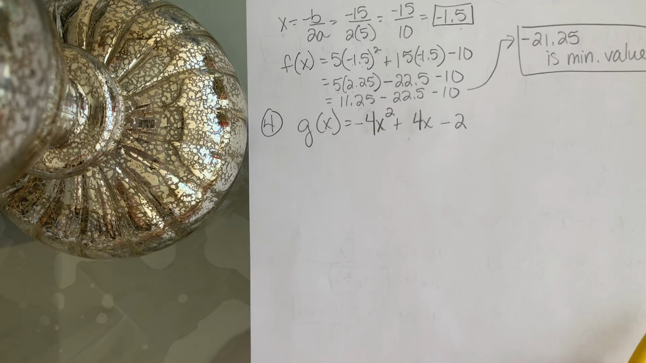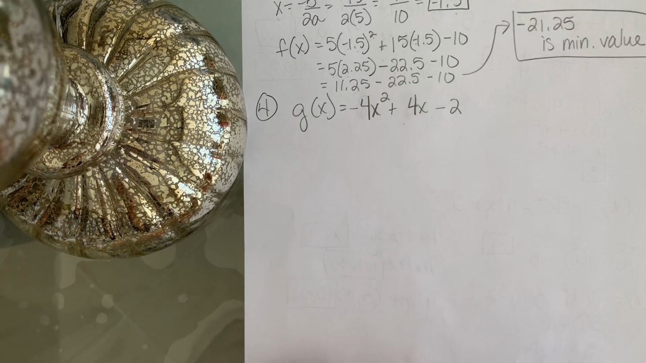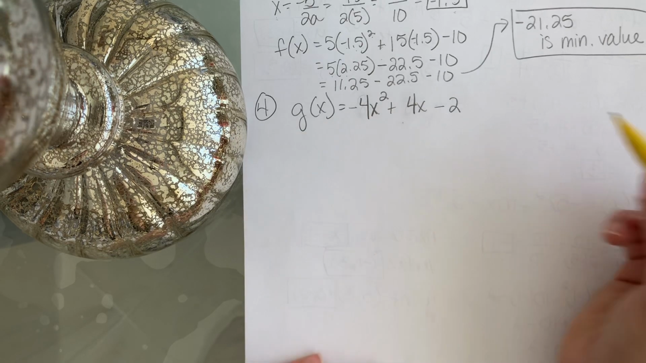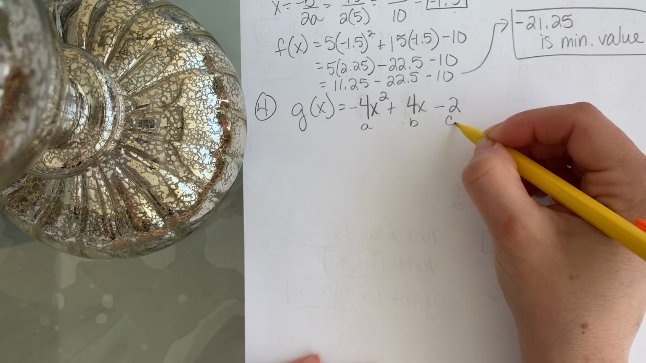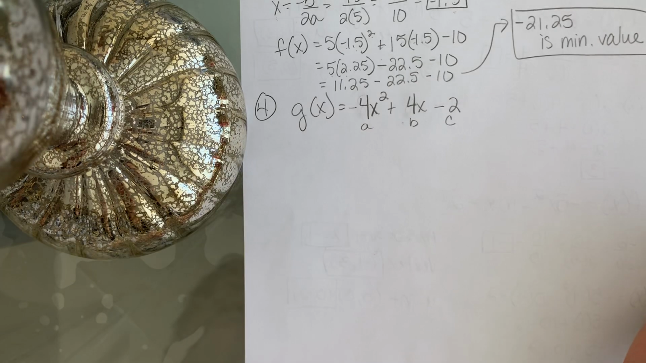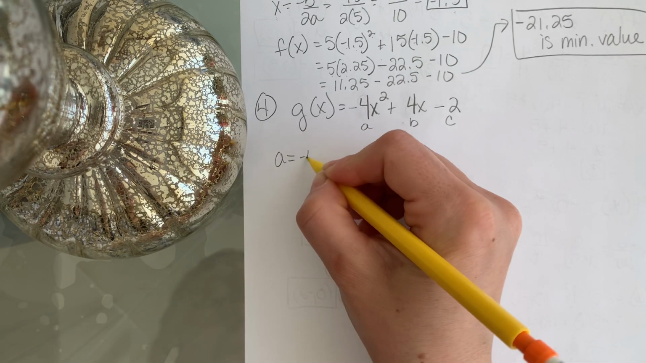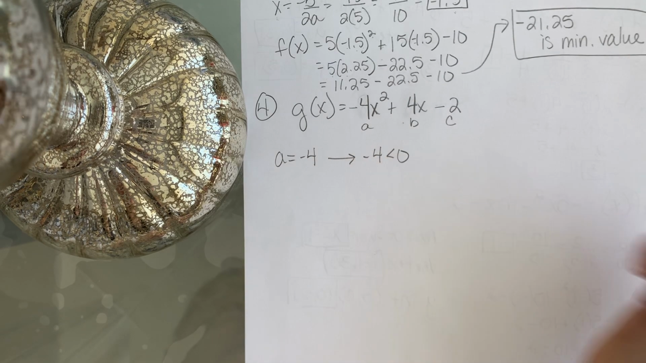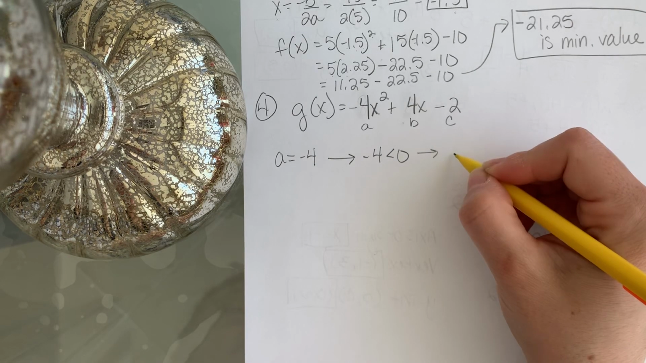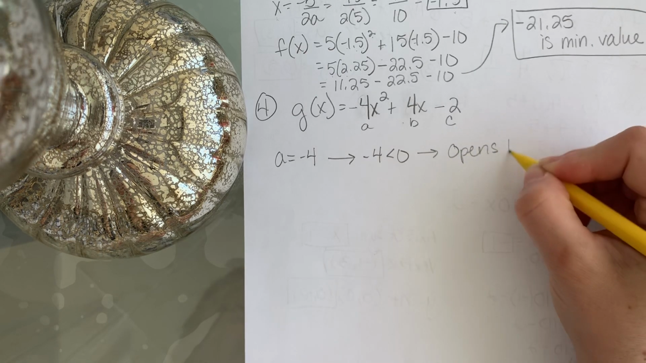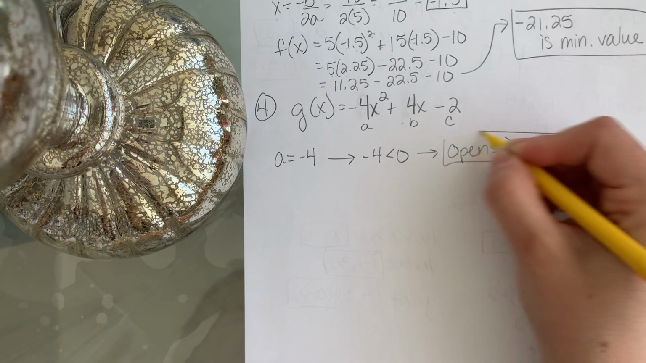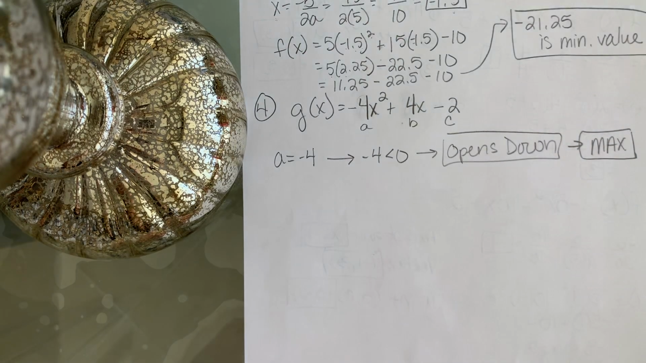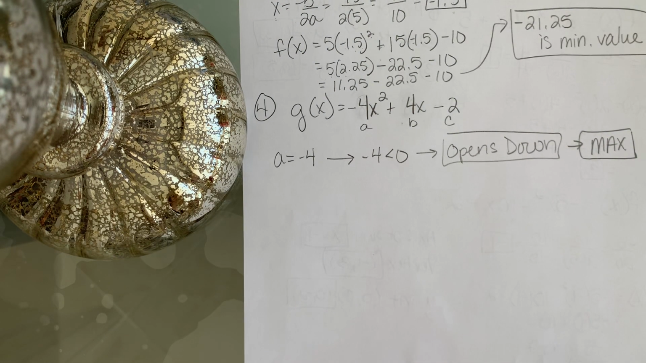So now we'll go to our final example in finding the minimum and the max, and we need to identify all of our pieces in this quadratic that we have here of g of x. So this is my a, my b, my c, okay? My a in this case happens to equal negative 4. Well, what is negative 4 in relation to 0? Negative 4 is less than 0. So guess what? This parabola opens down, which means it's going to have a max. It's going to have a max if it opens down.